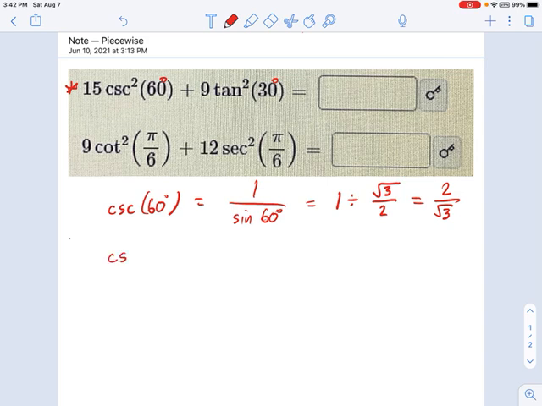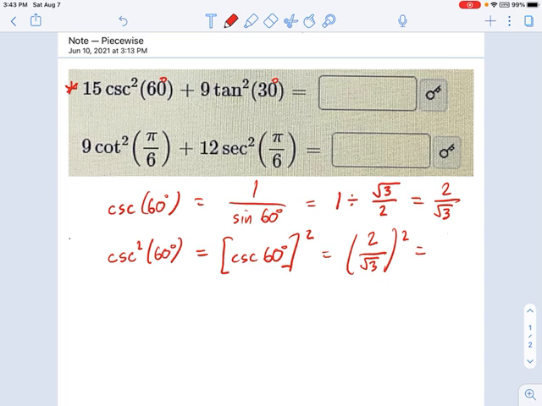And that means cosecant squared of 60 degrees. Remember what cosecant squared means. That means we're taking a cosecant of 60 degrees and we're squaring the whole thing, which means we really have 2 divided by square root of 3 squared, which means we have 4 divided by 3. Okay, so that's cosecant squared of 60 degrees.